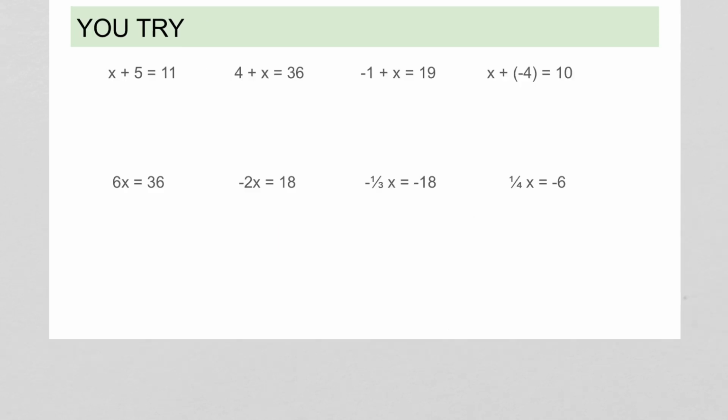Okay. I'm going to give you a few minutes to work through these on your own. You can work these out and record your answers on Edpuzzle, and then I will come back through with the answers so that you can check your answers.